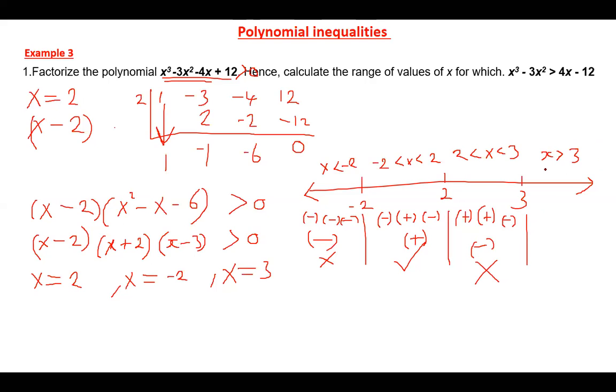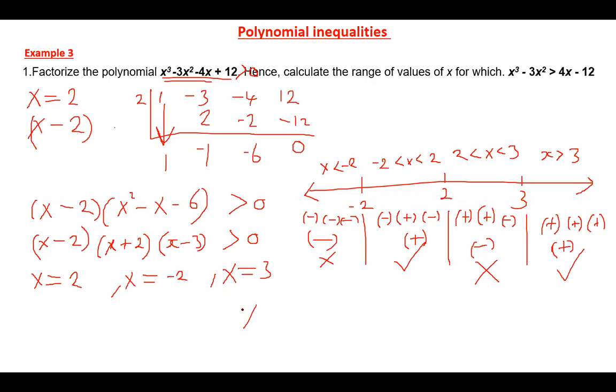Get any bigger number, which is bigger than 3. We can get 4. 4 minus 2, you get a positive answer. 4 plus 2, you get a positive answer. And then 4 minus 3, you get a positive answer. So the final, when you multiply positive, positive, positive, you get positive. Is positive greater than 0? Yes, so even that one is accepted.